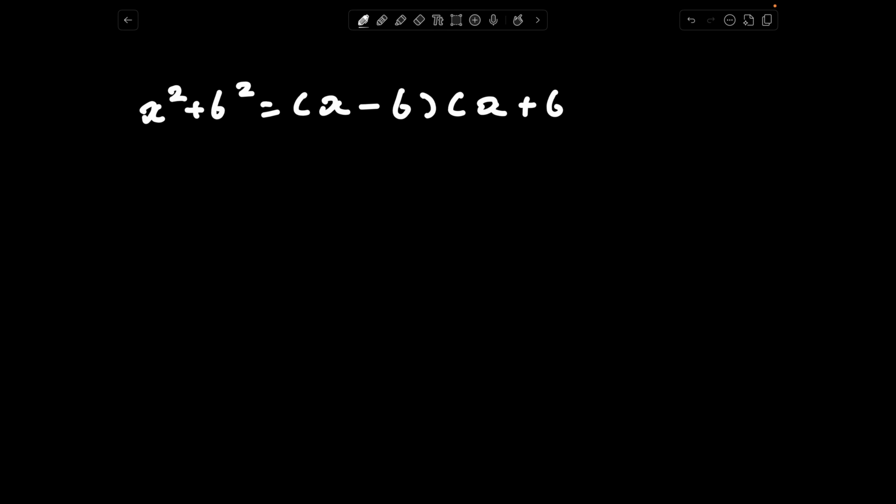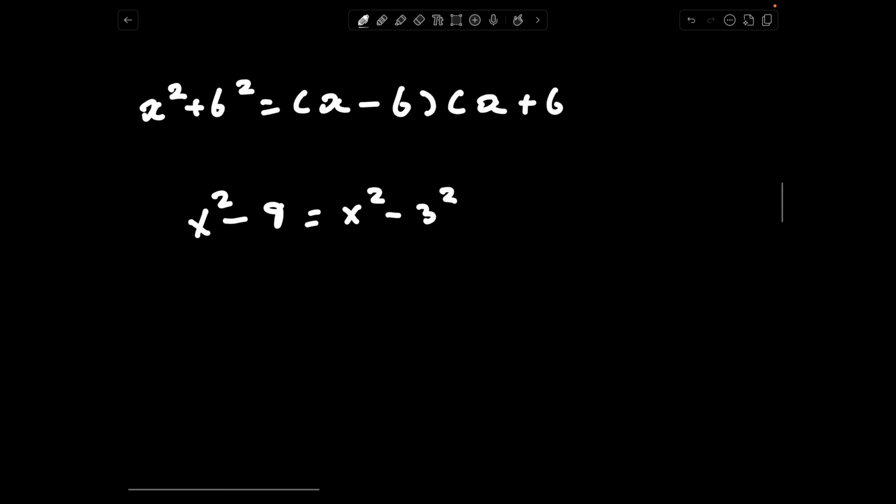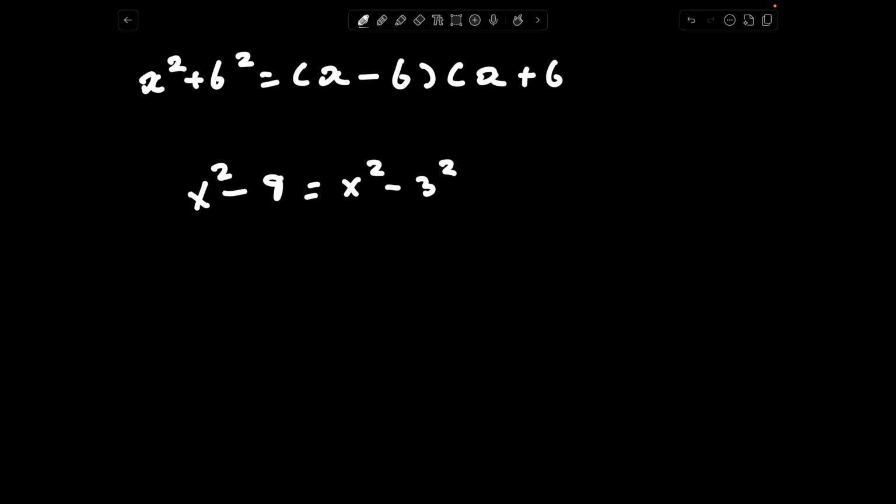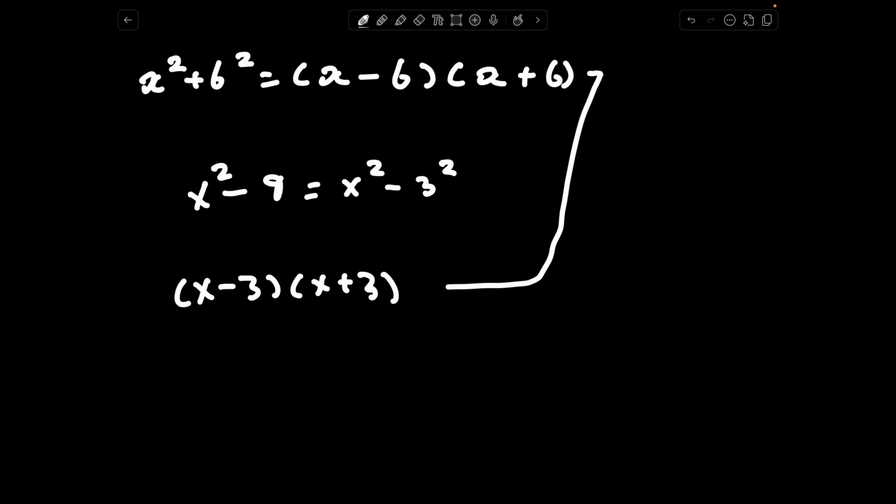That means if you see something like this, for example, x squared minus 9, we can go ahead and rewrite it as x squared minus 3 squared. That's the exact same thing. And once we're given that, we can go ahead and factor it into this: x minus 3, x plus 3, following the same equation up here.